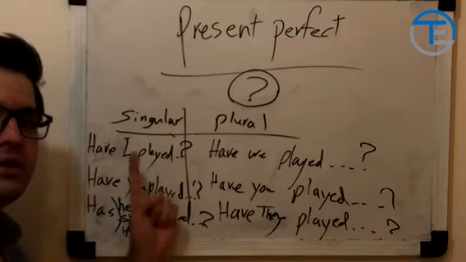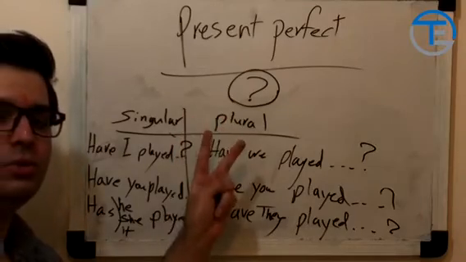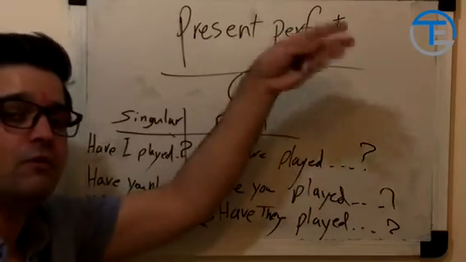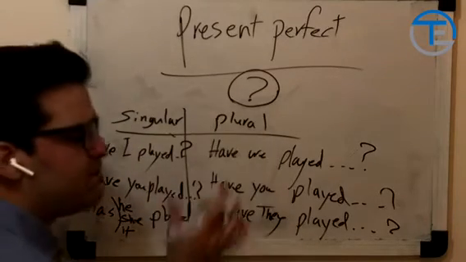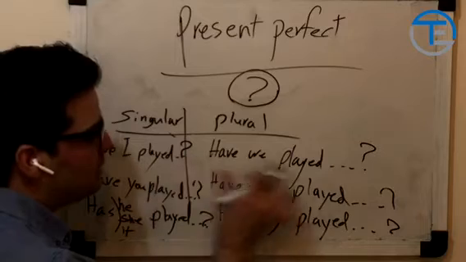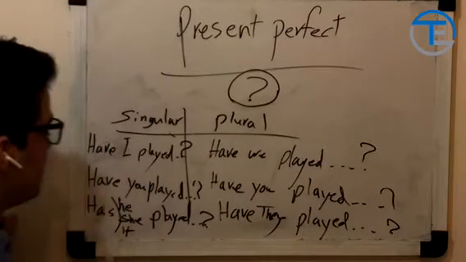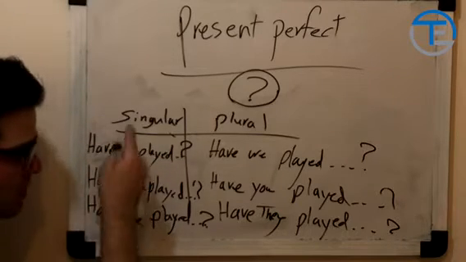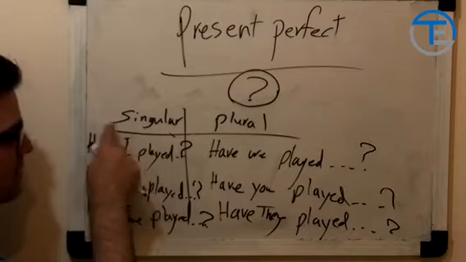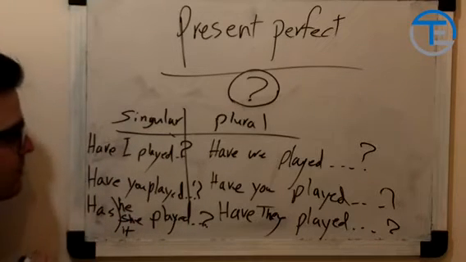Singular, you're talking about just one. Plural, we're talking about two or more than two: 3, 4, 5, 6, 100, 1000. So it's plural when you want to ask in present perfect. So first we make a question with singular: I, you, he, she, it.